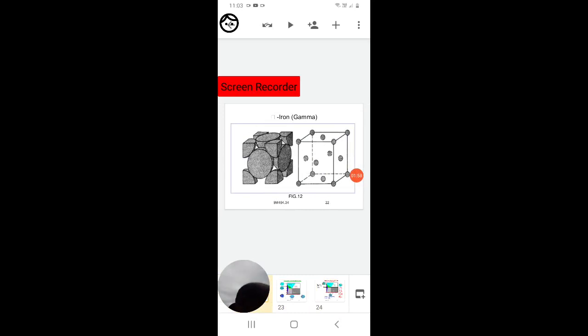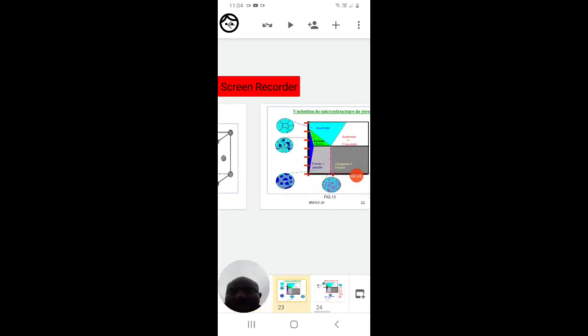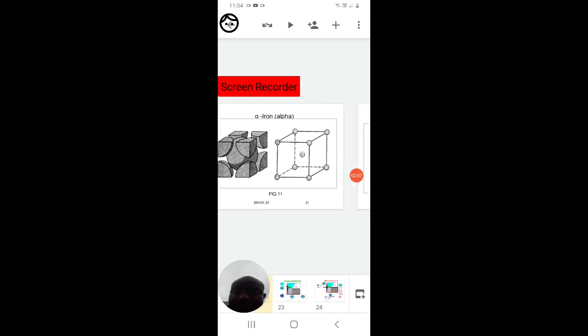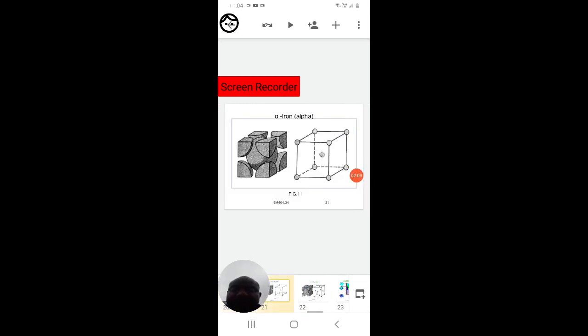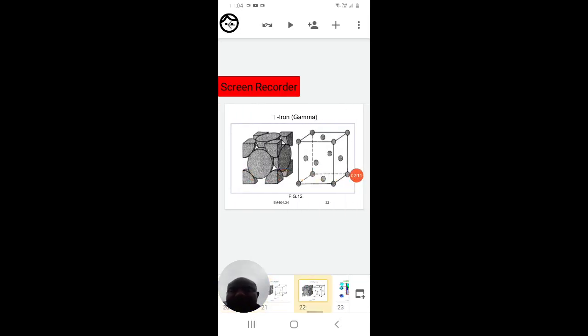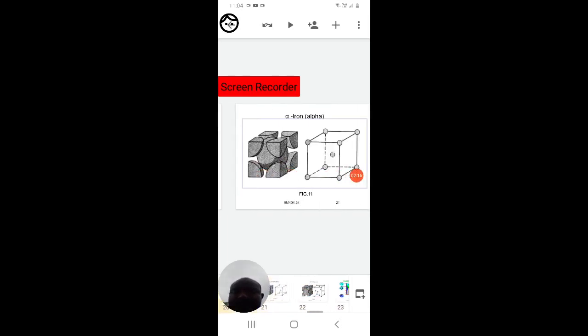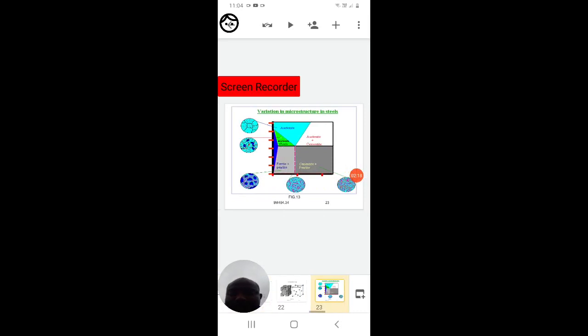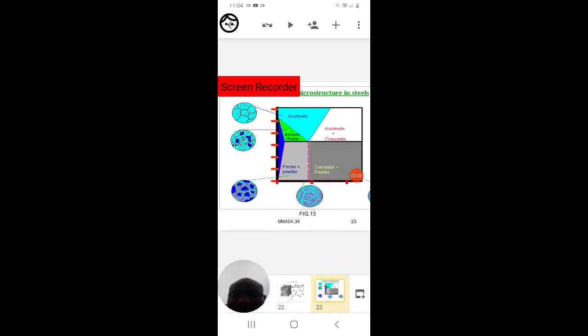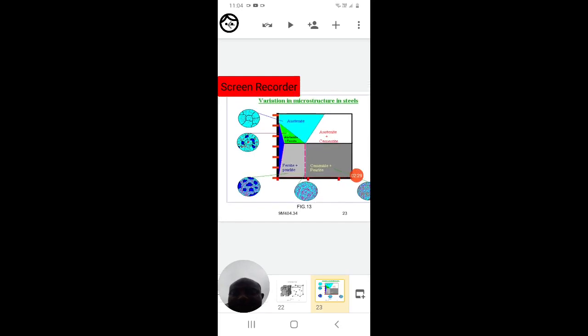Suppose we will see how the microstructures of alpha iron, gamma iron and delta iron vary. So you will see the microstructure of austenite and ferrite, and this is the equilibrium diagram.